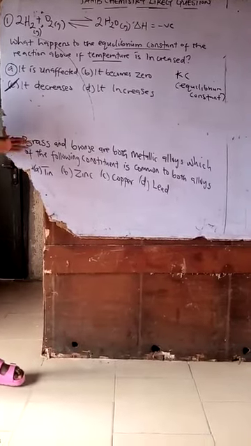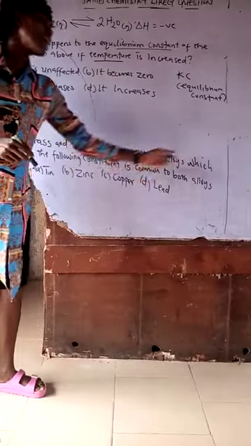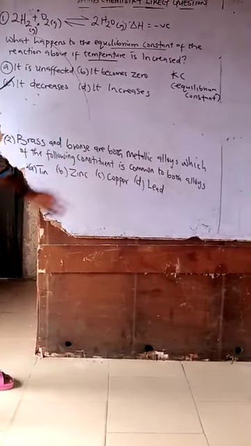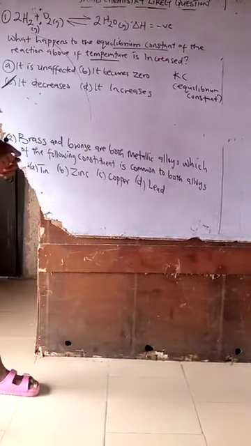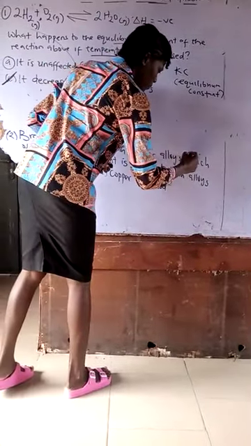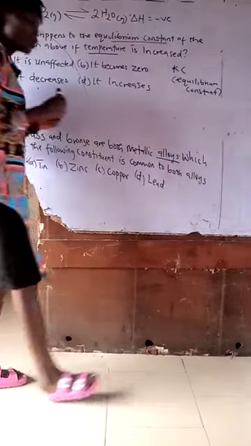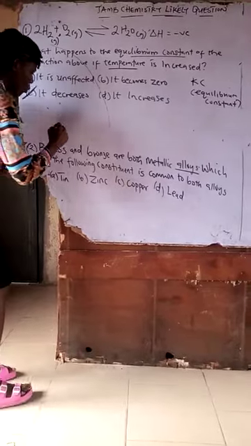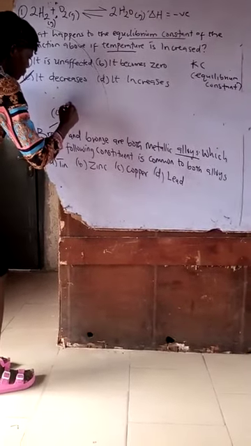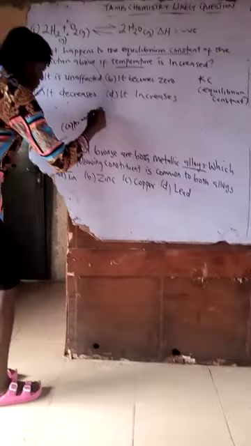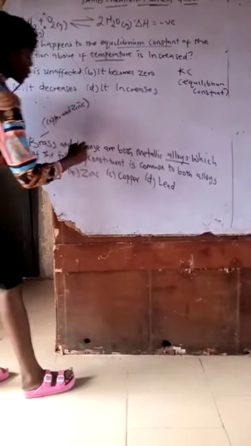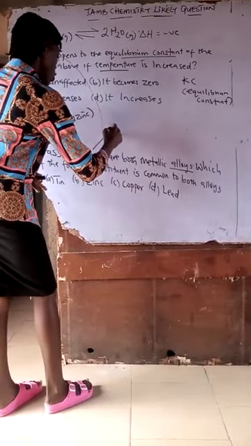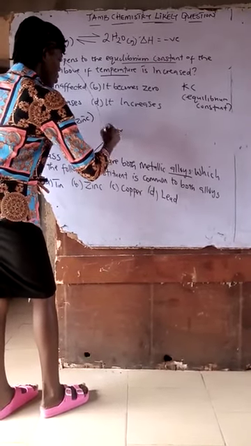The next question says brass and bronze are both metallic alloys. Which of the following constituents is common to both alloys? Now, what's an alloy? First of all, an alloy is a mixture of 2 or more elements. For instance, brass is an alloy of copper and zinc. Bronze is an alloy of copper and tin.